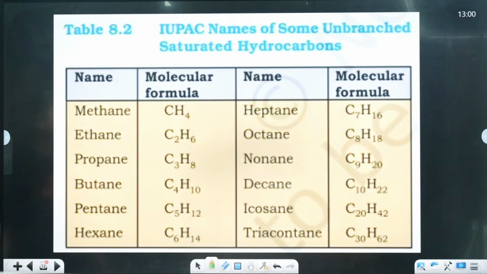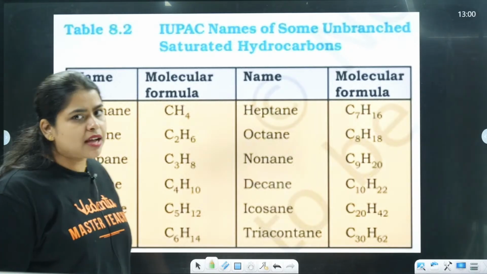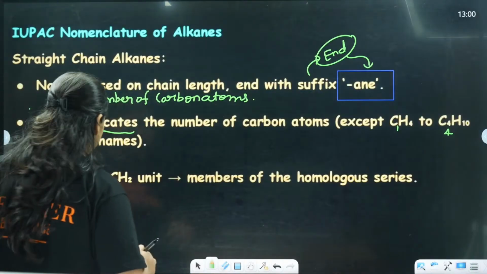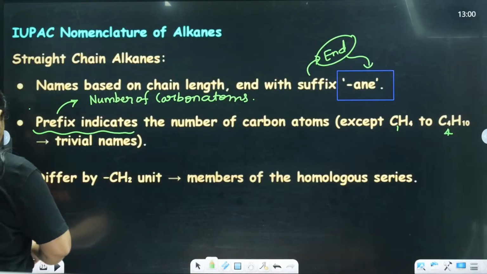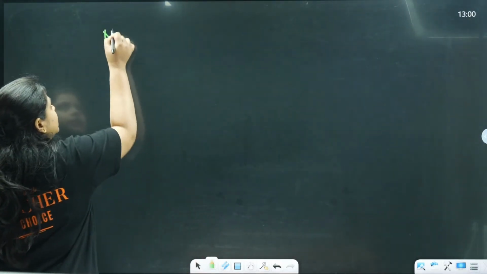Yes. Now, according to that, we are going to see the examples. Now, these are all the unbranched saturated compounds. Just now, I told you about saturated compounds. If you want, I will write it once again. Let us write it only. Write it down as a note. This is a note.